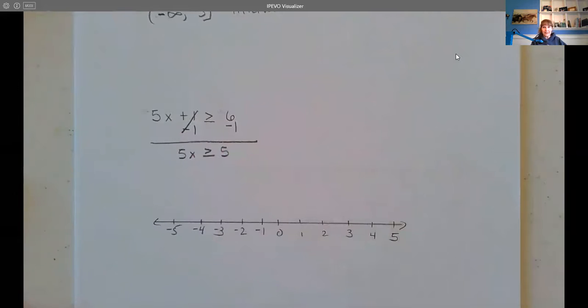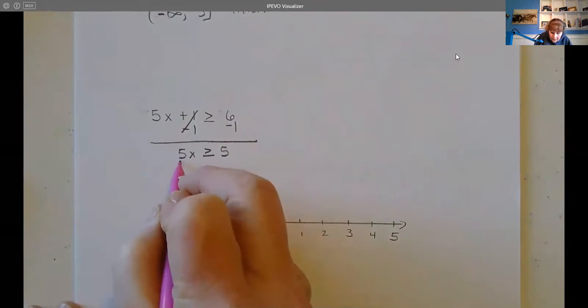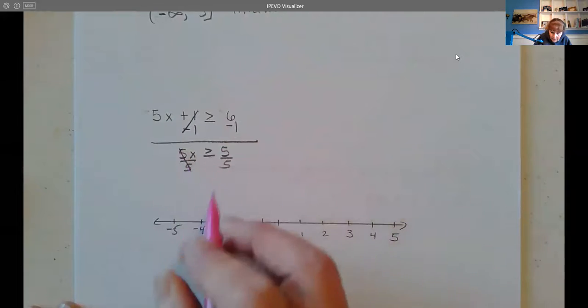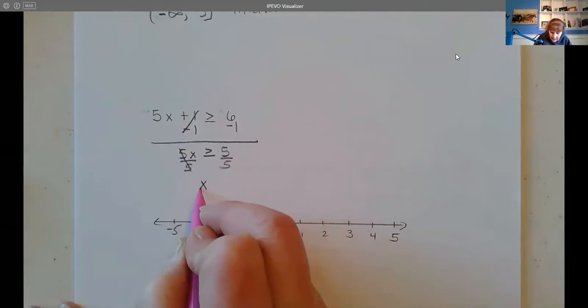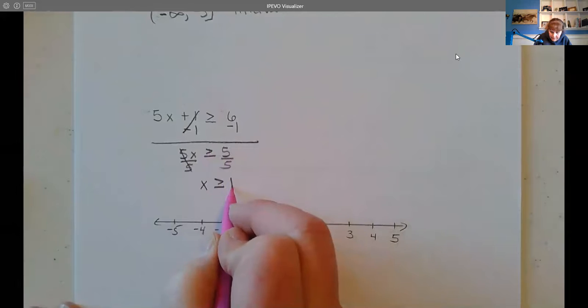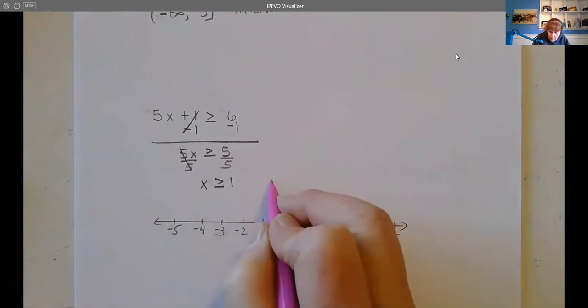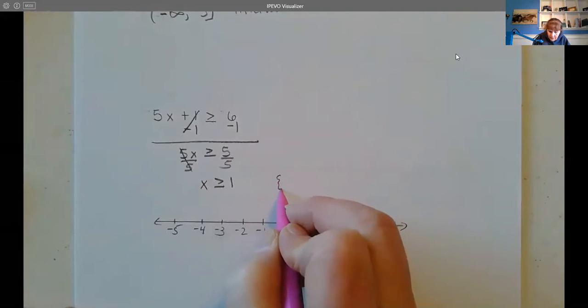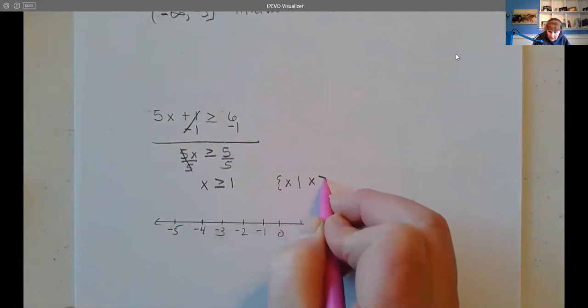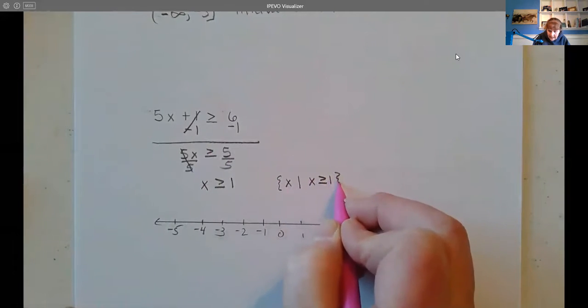I try to keep these nice numbers. So now we'll divide by 5. Awesome. Which means we have x greater than or equal to 1. Our set notation would be the set of all x's such that x is greater than or equal to 1. There's that solution.